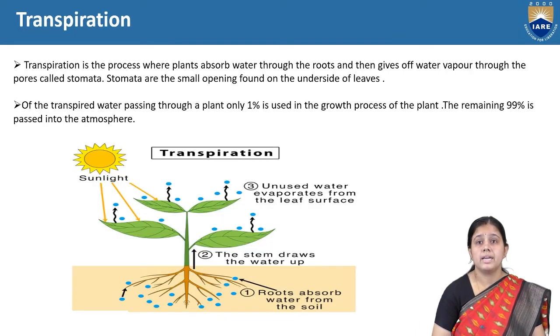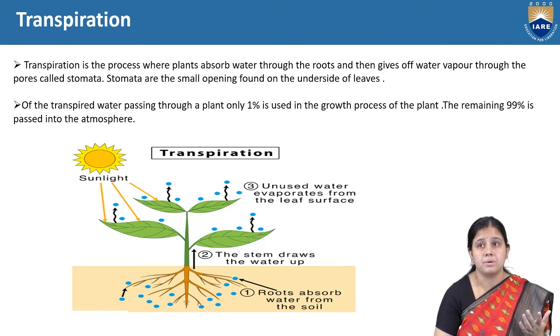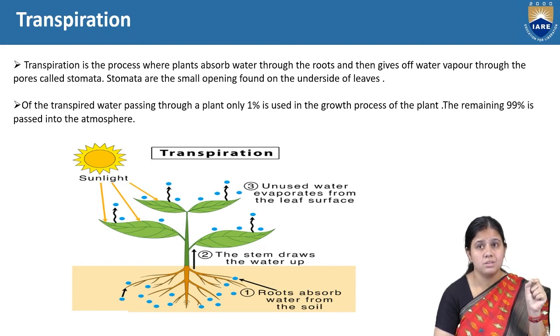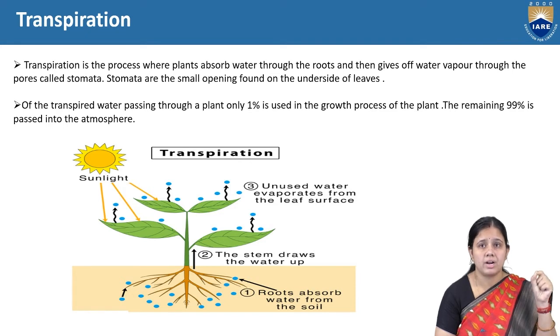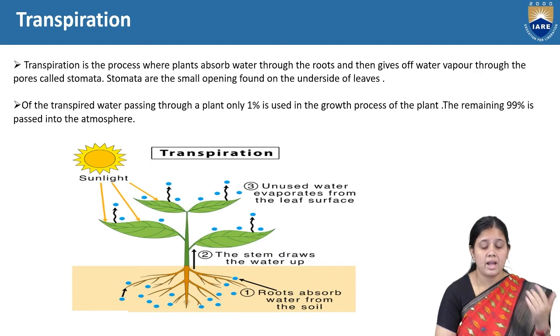Transpiration is what? It is the process where a plant absorbs water through the roots and then gives off water vapor through pores called stomata. Stomata are nothing but small openings found on the surface or underside of the leaf. Of the transpired water passing through a plant, only 1% is used in the growth process of the plant. The remaining 99% is passed into the atmosphere.